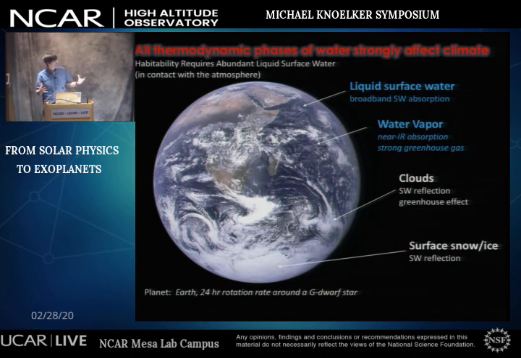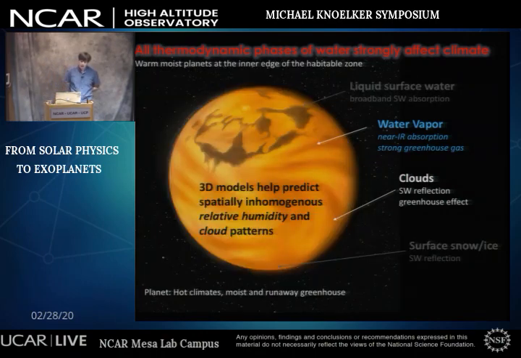So for the Earth-like planet here, you have liquid surface water, which is a broad-band shortwave absorber; water vapor, which absorbs in the near IR, and is also a strong greenhouse gas; clouds, which are shortwave reflectors if they are low clouds, but high cirrus clouds institute greenhouse effects, so it can go either way. Surface snow and ice adds to the albedo of the planet, and as you can see from the Earth, there's great spatial variation between where your clouds, your ice, also your water vapor are, which affect climate. So for warm planets towards the inner edge of the habitable zone, it's really the water vapor and the clouds which we're most concerned about.